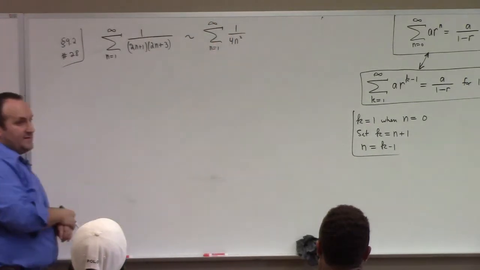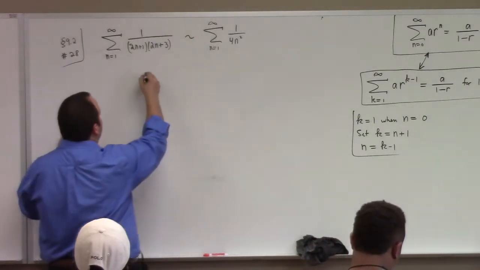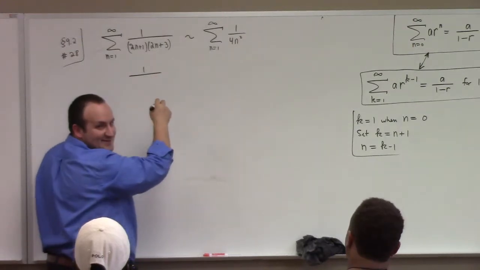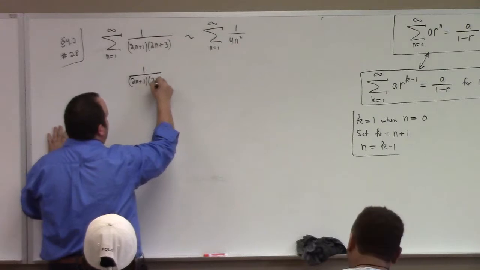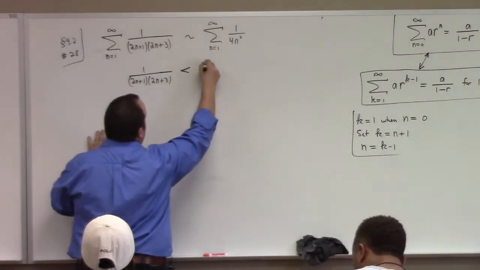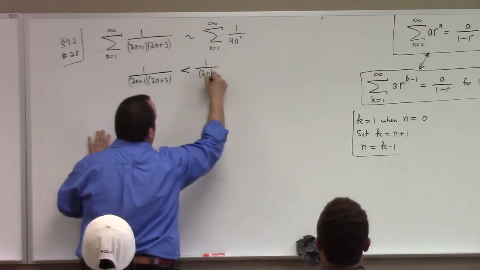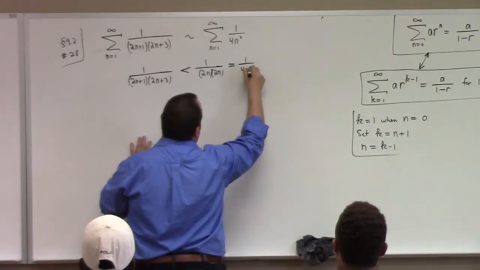If we do a limit comparison, or we could even do direct comparison here too, which I know Brian's gonna ask me about. I know this is coming next, and I think you're right. We could do it because this is clearly less than 1 over 2n times 2n, right? Which is 1 over 4n squared.